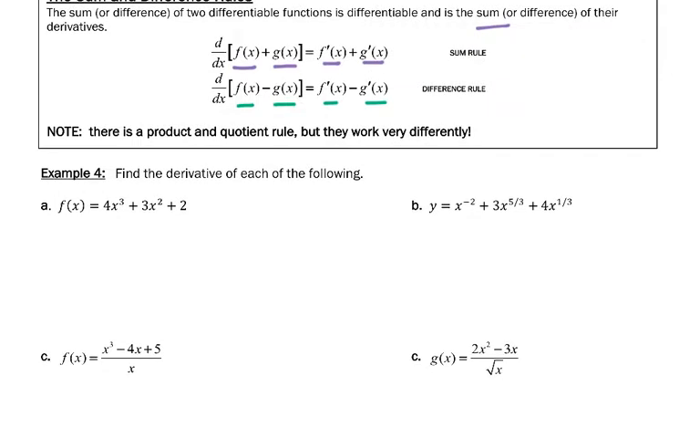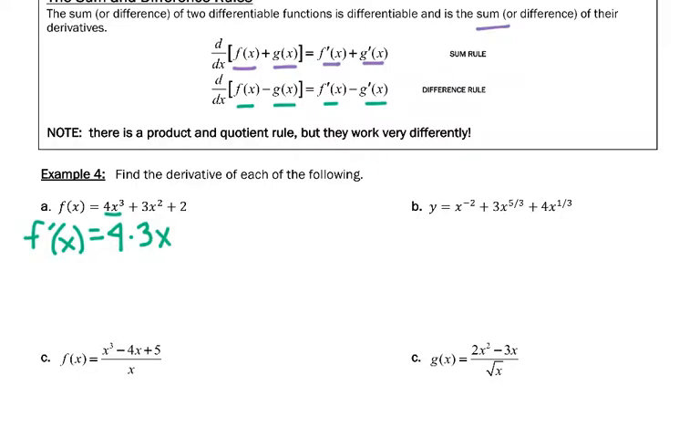So let's look at some examples here. Example 4a, we have f of x equals 4x to the third plus 3x squared plus 2. We want to find the derivative, so we're going to take the derivative of each piece. So first take the derivative of 4x to the third. As a reminder, that coefficient or constant out front we leave as is. We bring down the exponent, so put a 3 there, times x raised to the 3 minus 1. So subtract 1 from the exponent.